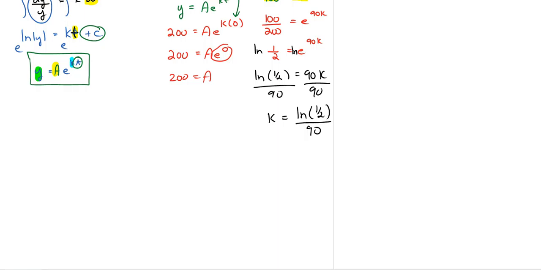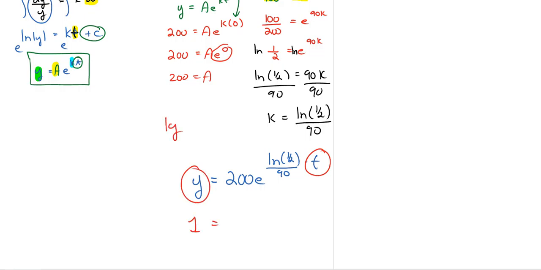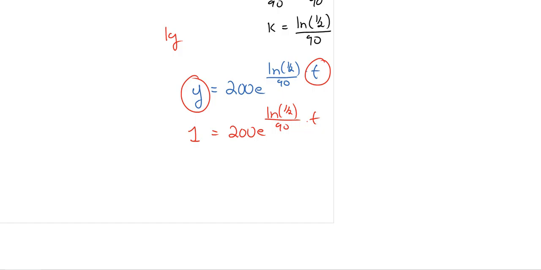I know y equals 200 e to the ln of 1/2 over 90 times the time. Now I can go back and solve for the missing unknowns. And for this kind of problem, I want to know how long will it take for 200 grams of this substance to decay to 1 gram. All right. So how long will it take for this y value to reach a value of 1 gram? So let's just change this to a 1 now, and that's going to equal 200 e to the ln of 1/2 over 90 times the time. And once I solve for time here, then I've pretty much solved the problem.